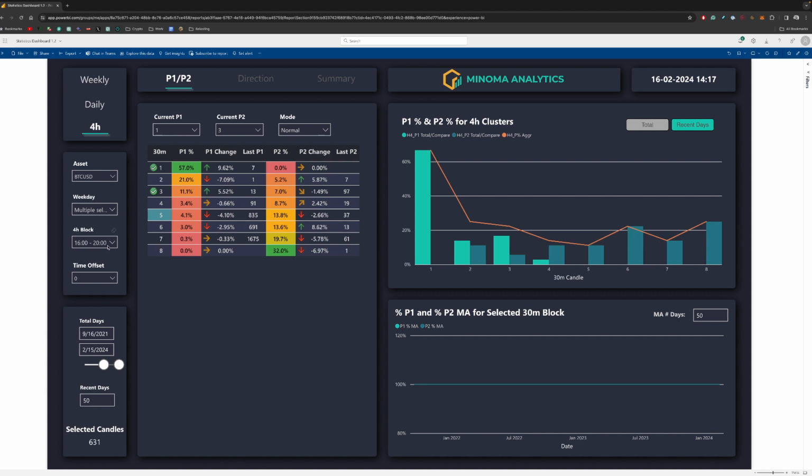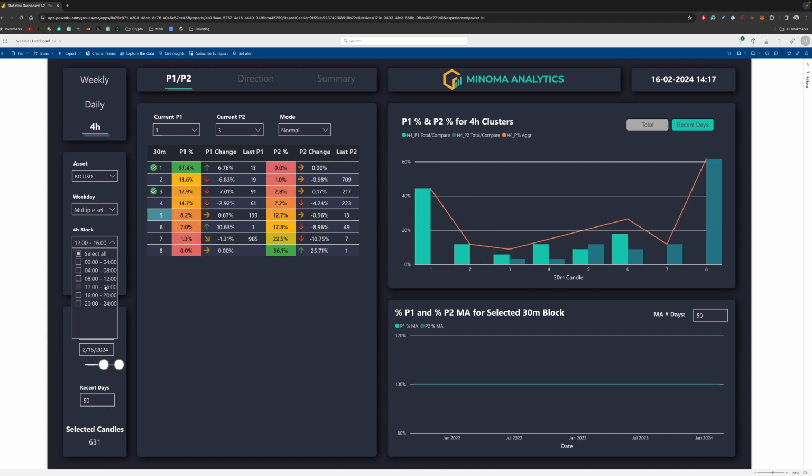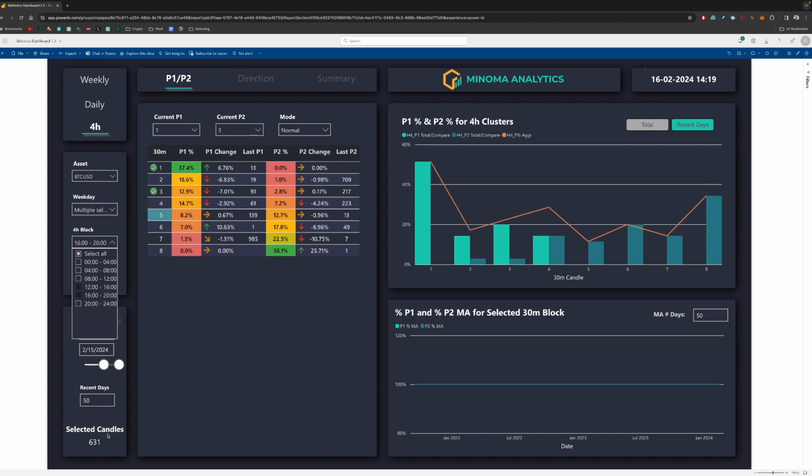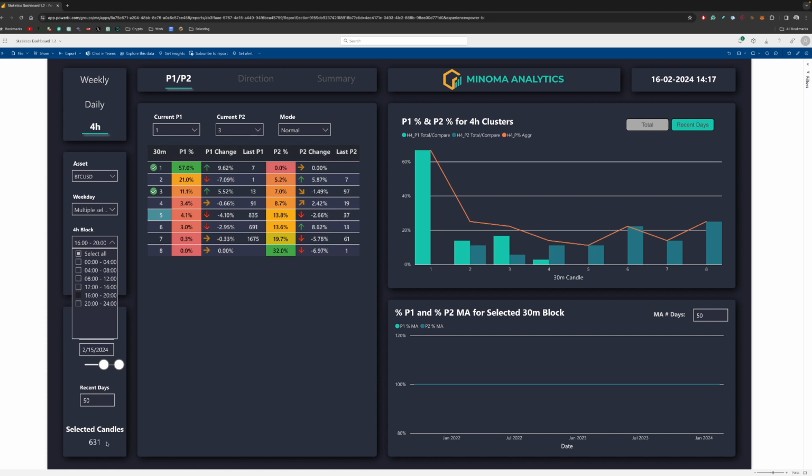If you have one 4-hour block selected, you're going to have as much data as you would have with just days, because you have one 4-hour block per day. So this is just 6 on 31 candles. It's the same as 6 on 31. You just have 6 on 31 days selected, and this is that times 2, so then it becomes 1262 probably. Oh, I have one selected, so 1262.